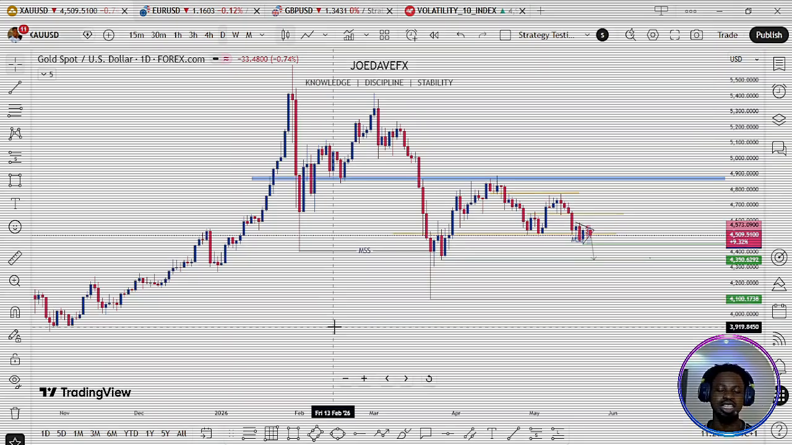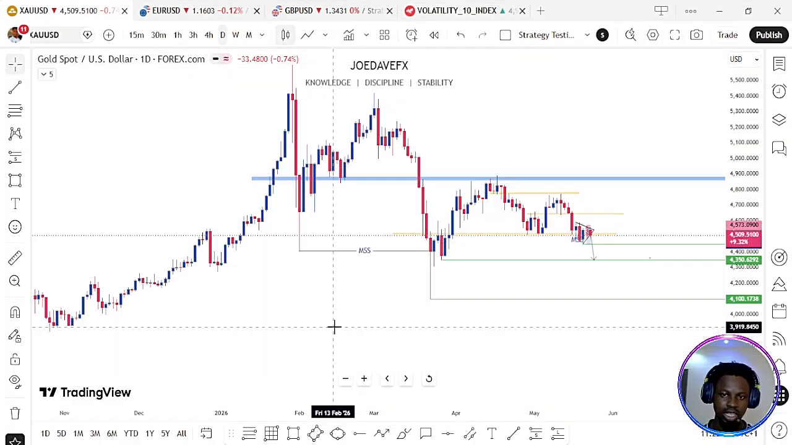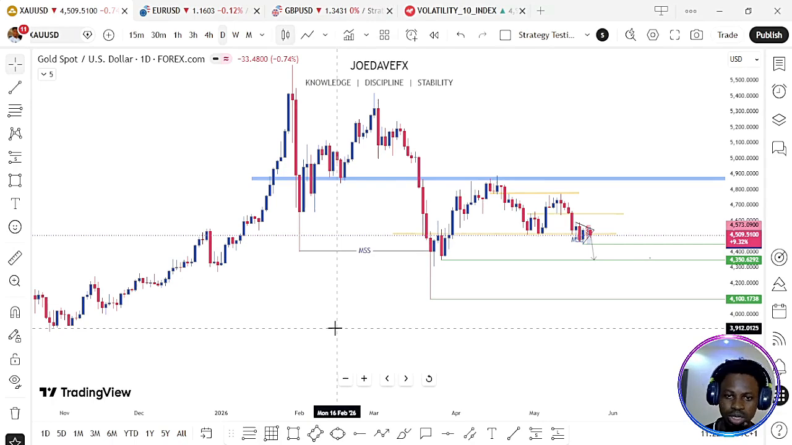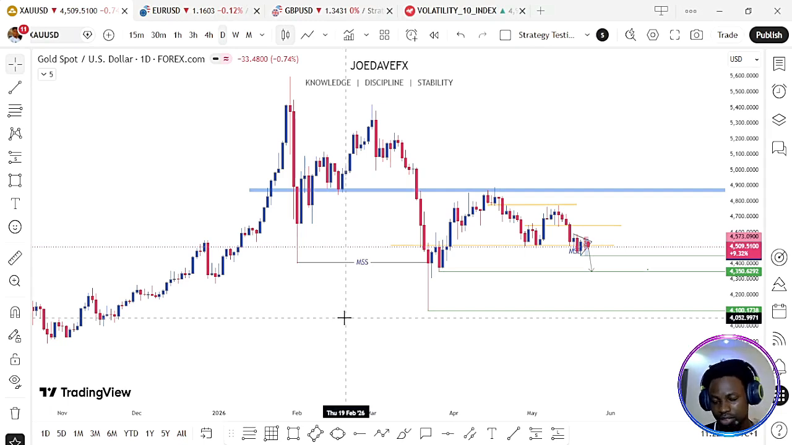Welcome inside of my screen. First chart I have here in front of me is the gold chart. And on gold, how exactly can you identify the direction of the market at the moment? At first, we're going to start our analysis from the daily time frame.